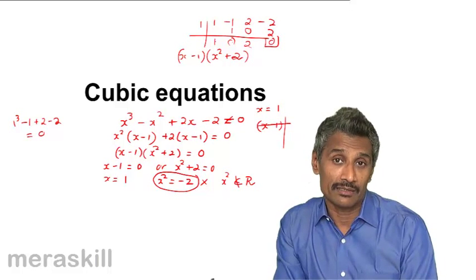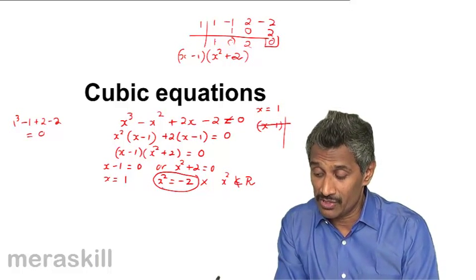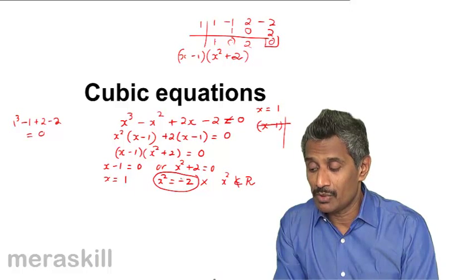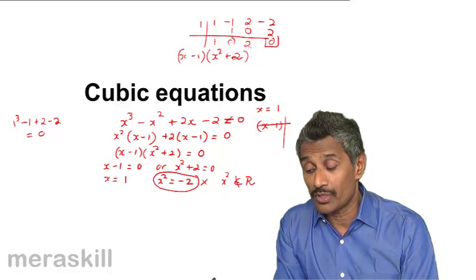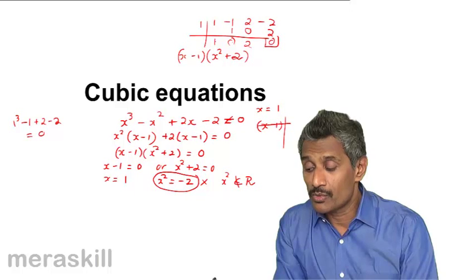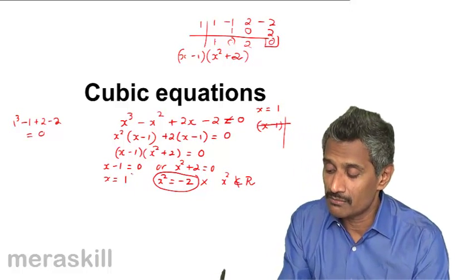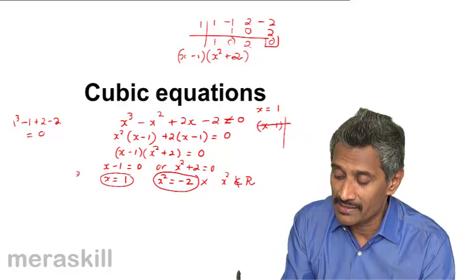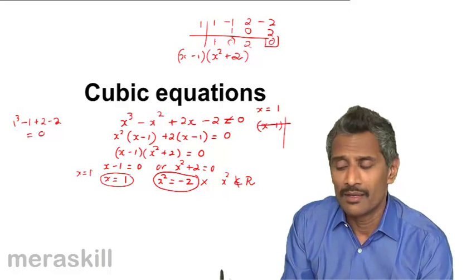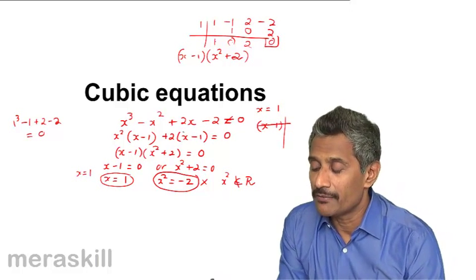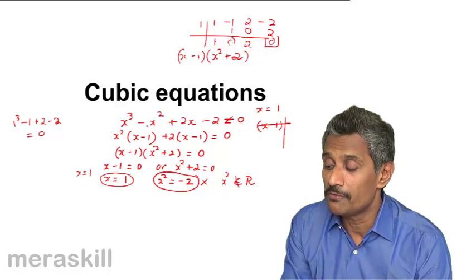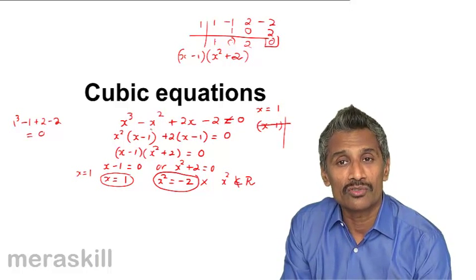Remember what we did in types of numbers and quadratic equations. The moment you square a number, even if the number is negative, on squaring you get positive. So x square is equal to minus 2 does not give a real number. So our solution is going to be only x is equal to 1. In short, basically, if you are getting a cubic equation, we need to factorize it into 2 or 3 factors.